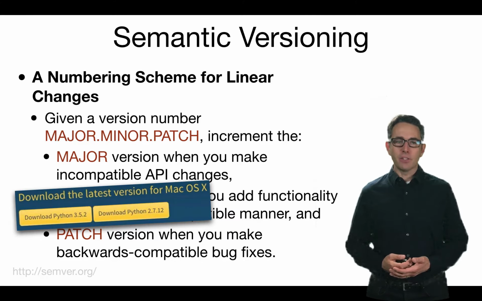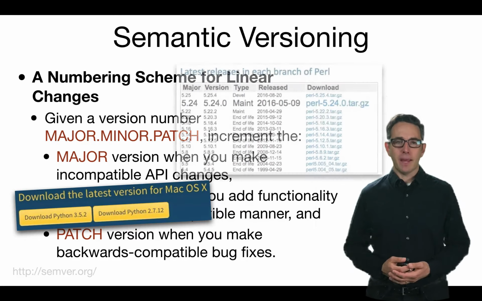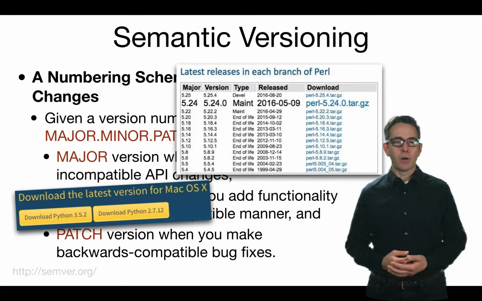So the next version after 2.7.12 might be 3.0.0, might be 2.8.0, or might be 2.7.13, depending on the kind of change that's being made. If you use Perl, Perl has lots of versions as well that you can download.